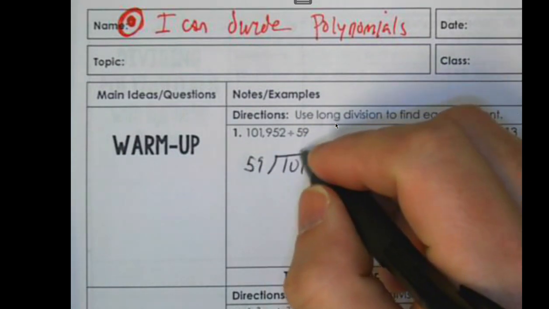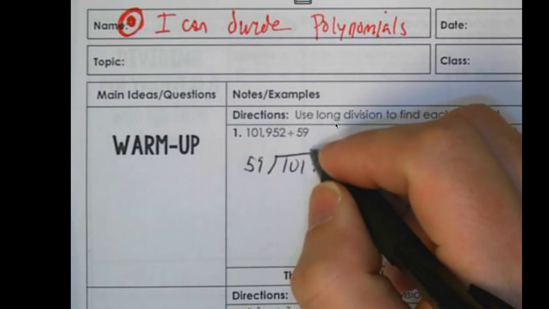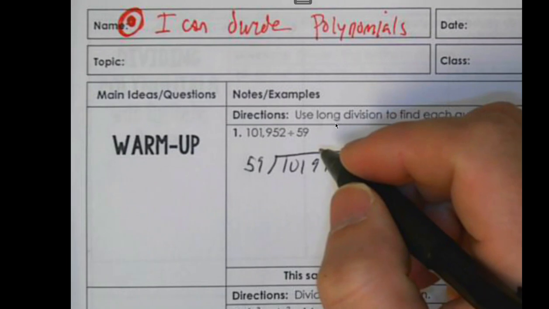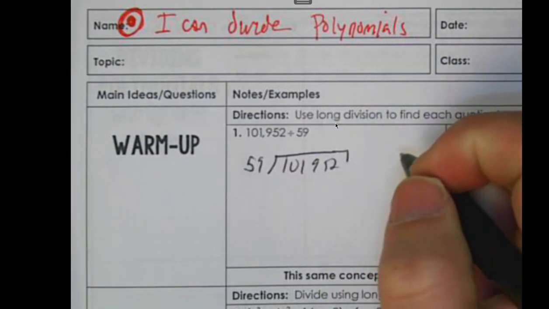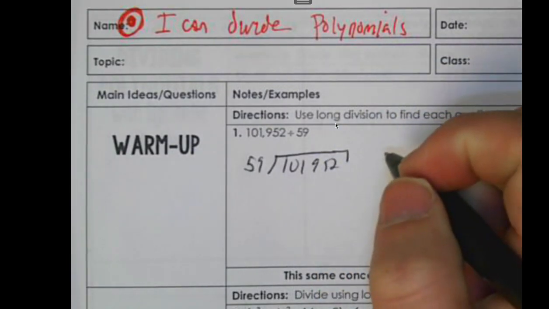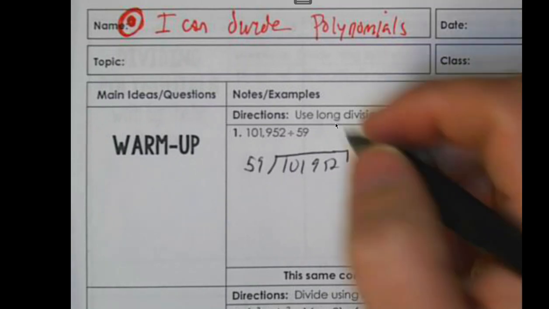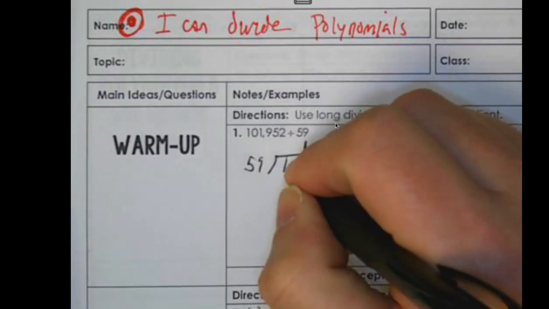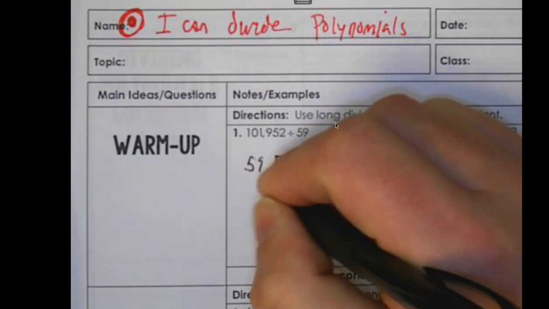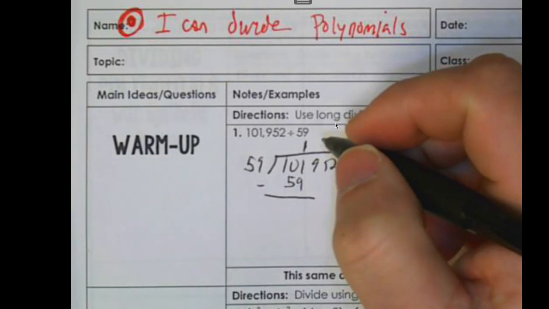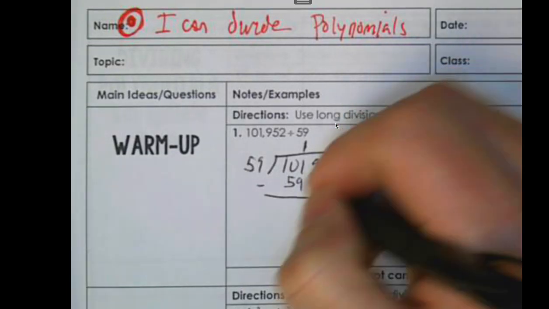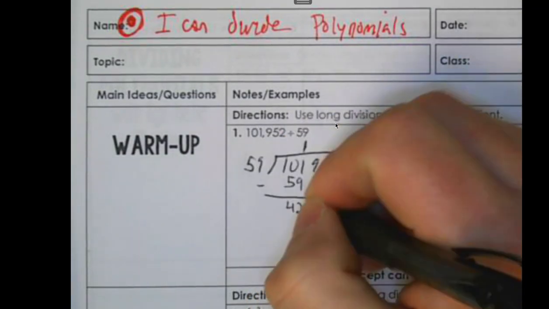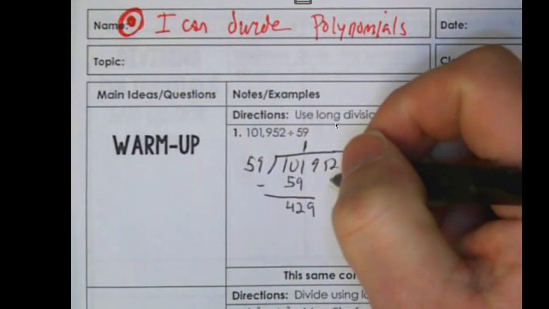So we'll say skip that. And then you keep going. It's real hard to remember how to do this when you don't have a calculator. So it goes in one time right here, and when you do 1 times 59, and then you subtract. Remember that, and you get 42, and that doesn't work because you bring down the 9.